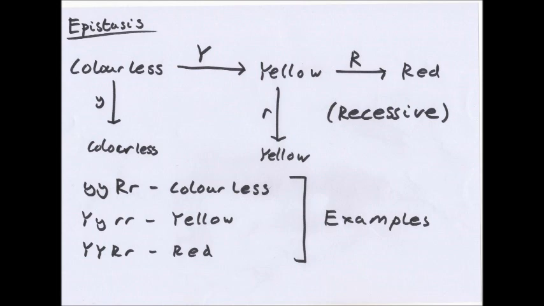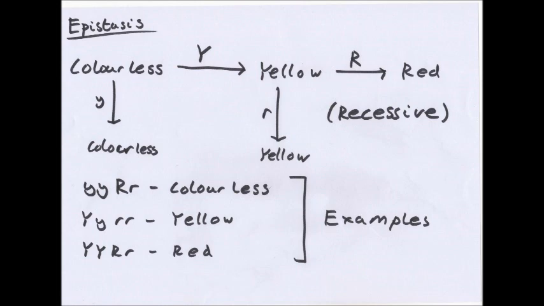So you can see how it works here. This is recessive epistasis, by the way. Now, an organism starts off colourless. They need a gene to produce a pigment. This pigment happens to be yellow. They then need a further gene which will make that yellow pigment red.